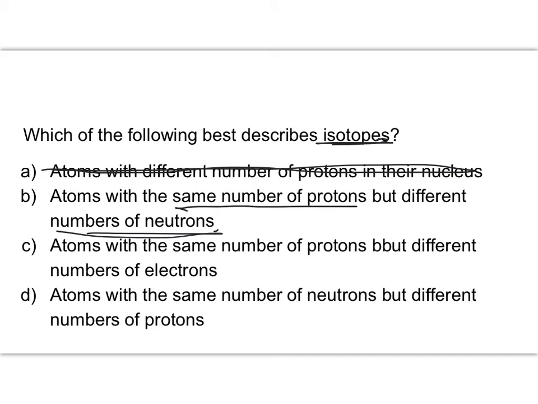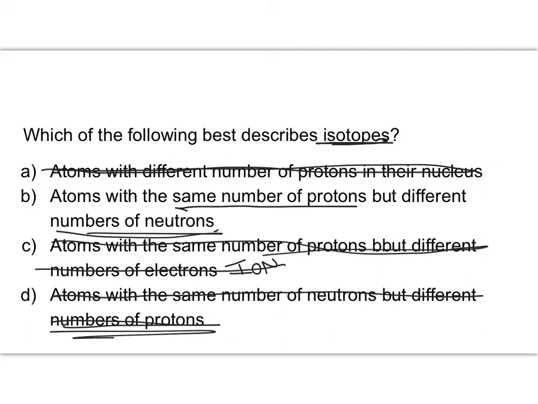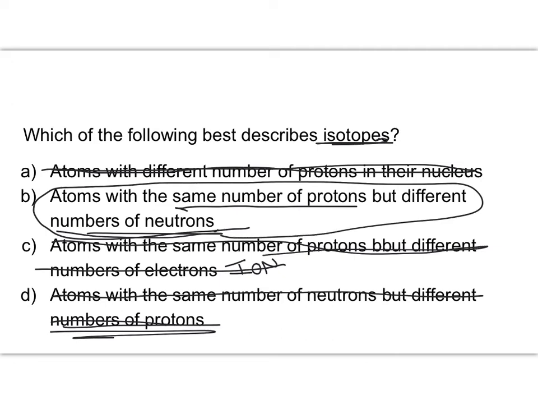Atoms with the same number of protons, but different number of electrons, that's called an ion. All right, so if the protons are the same, but the electrons are different, those are ions, not isotopes. And atoms with the same number of neutrons, but different number of protons, again, anytime it says different number of protons, that's not the same element. So ions is not what we were asked about. Same number of protons, but different number of neutrons makes them isotopes.